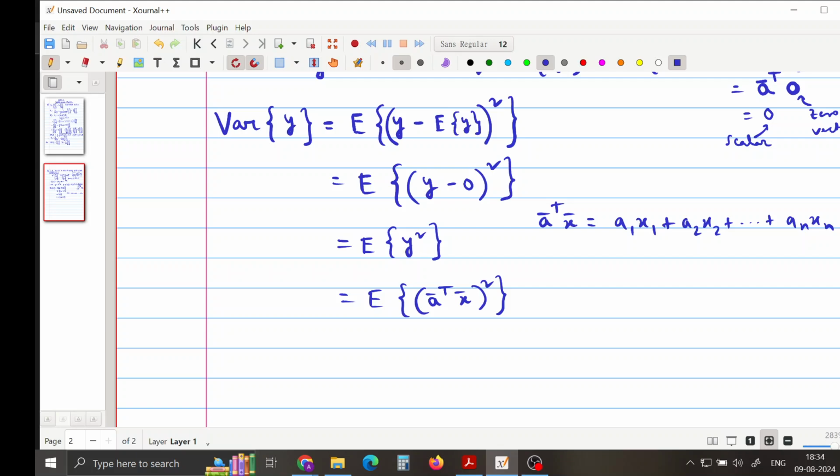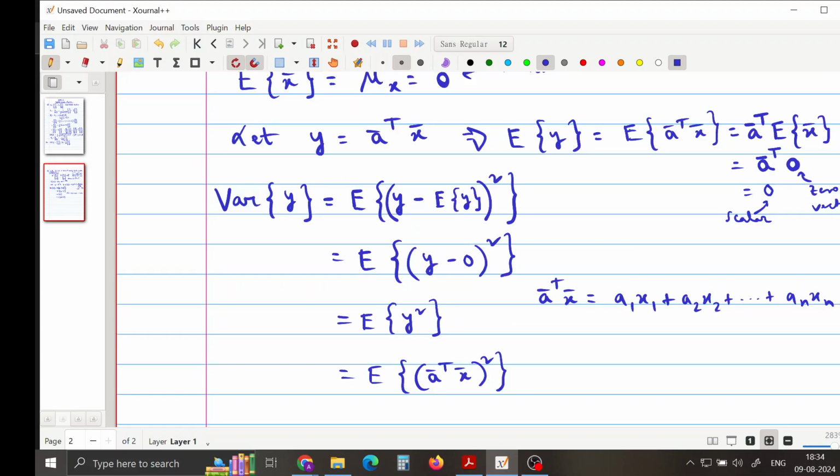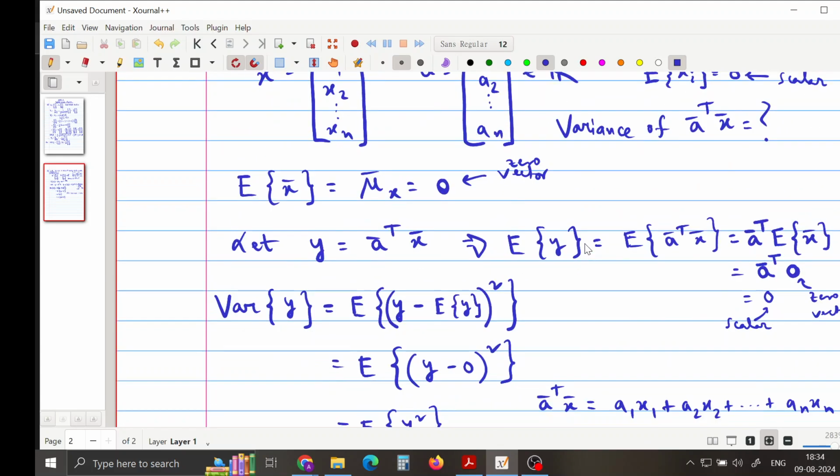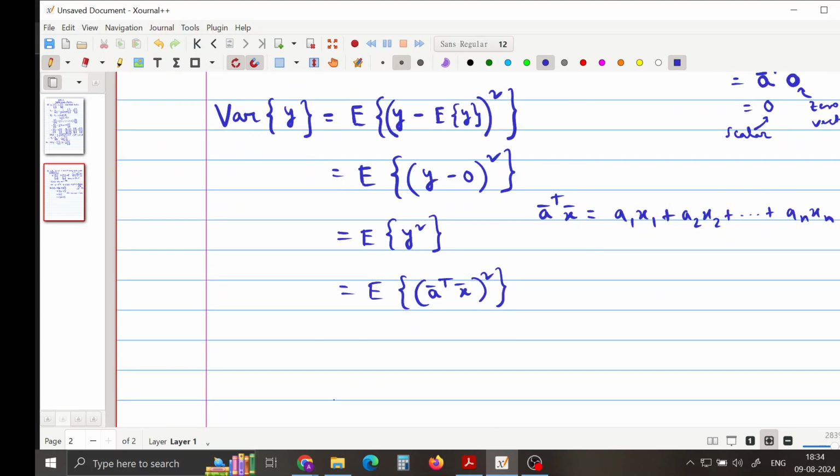So you see, what is essentially the problem at hand? We are given a set of IID Gaussian random variables x1, x2 all the way till xn. And now what we are doing is a linear transformation of those variables. This whole thing, a1 x1 plus a2 x2 so on till an xn, is a linear combination of your Gaussian variables. And you are asked to find the variance of this quantity. That's the essential problem at hand.